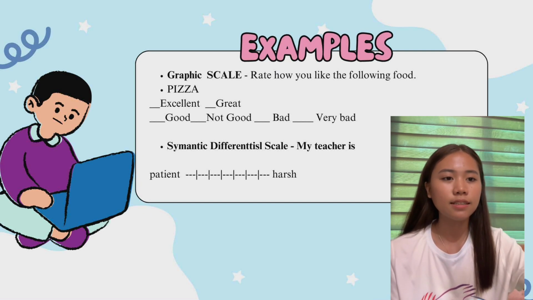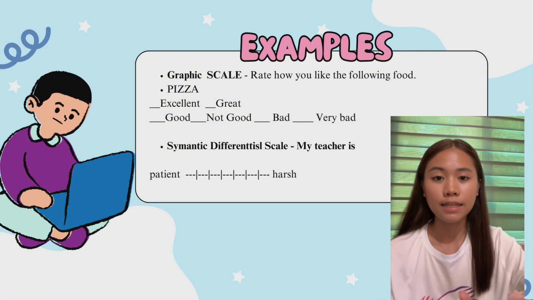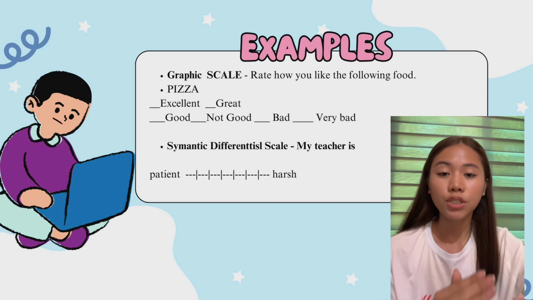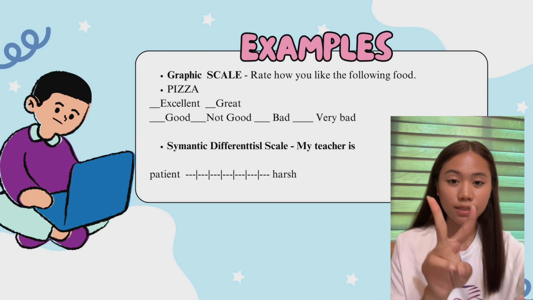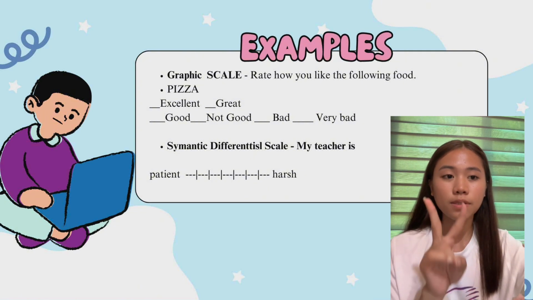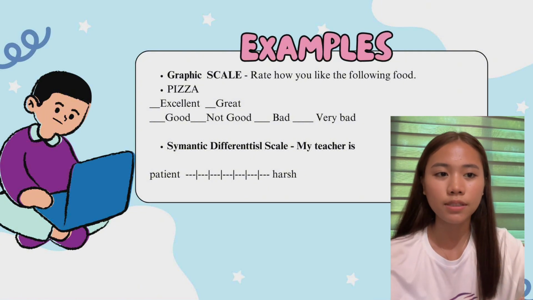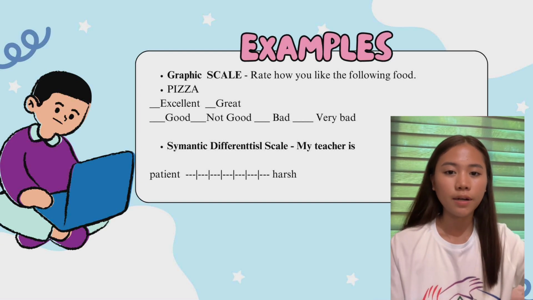So the next example is semantic differential scales. This would be the last example. For example: my teacher is patient or harsh. You're gonna use the two opposite adjectives like what I've discussed about semantic differential scales. So I think that's all.